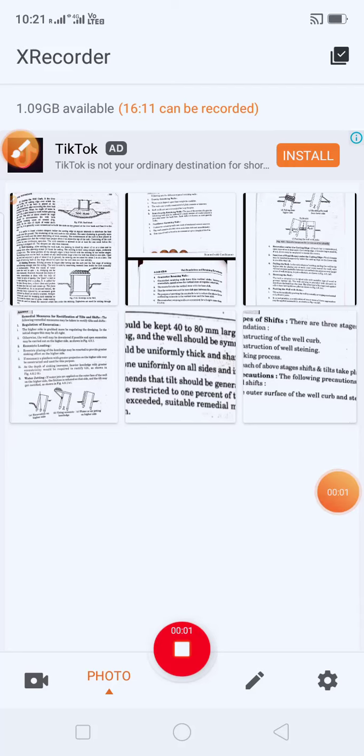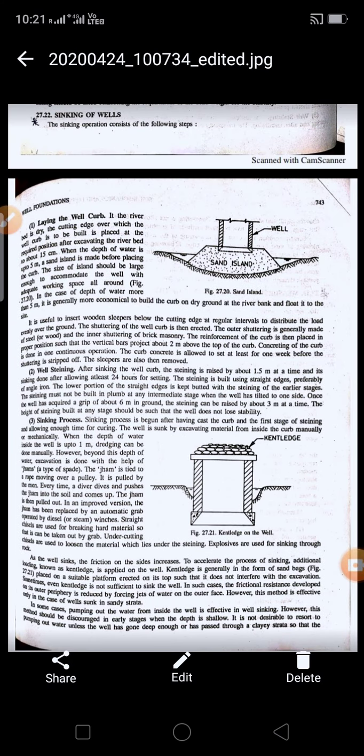Assistant Professor Yushar Elabad. Today I am going to discuss the sinking of wells. The sinking operation consists of three steps. Basically, what is the sinking of wells? Sinking of wells is a process where we sink the well into the water.